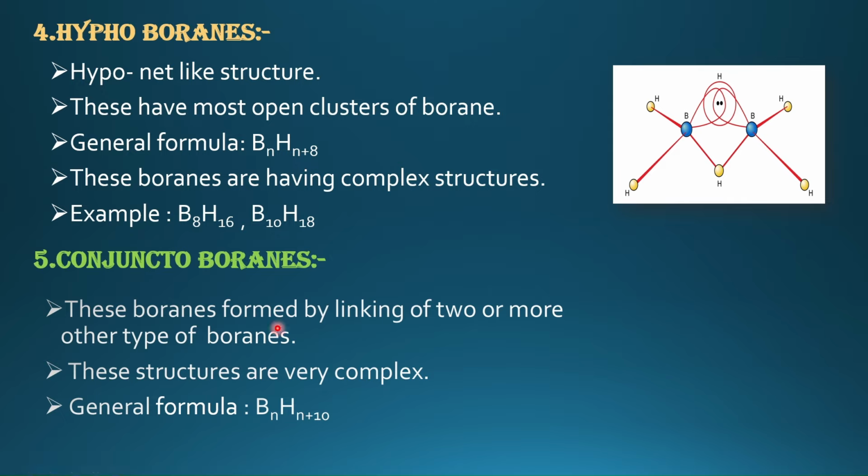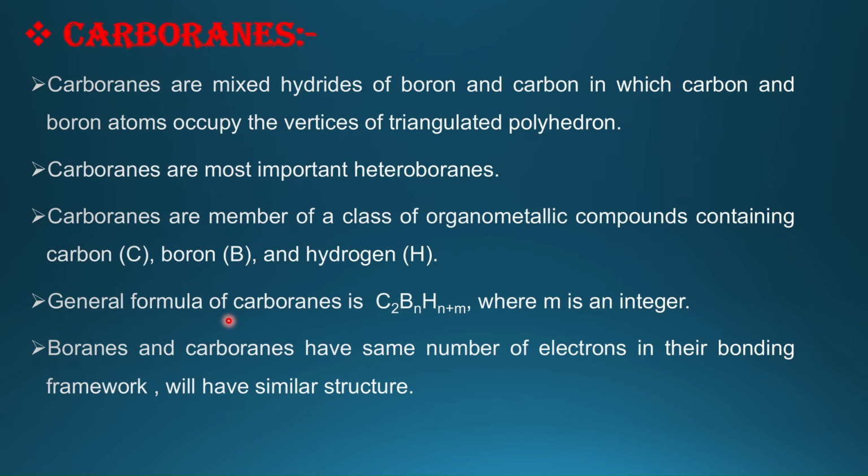This is all about the types of boranes. Then comes carboranes. Carboranes are mixed hydrides of boron and carbon in which carbon and boron atoms occupy the vertices of a triangulated polyhedron. Carboranes are the most important heteroboranes. Carboranes are members of a class of organometallic compounds containing carbon, boron, and hydrogen.